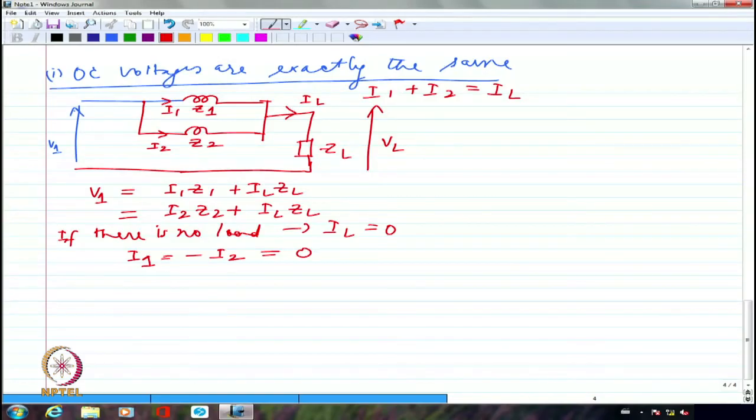Now if I look at how the current division takes place, I should say I1 is equal to, by the parallel current division law, Z2 divided by Z1 plus Z2 multiplied by IL.